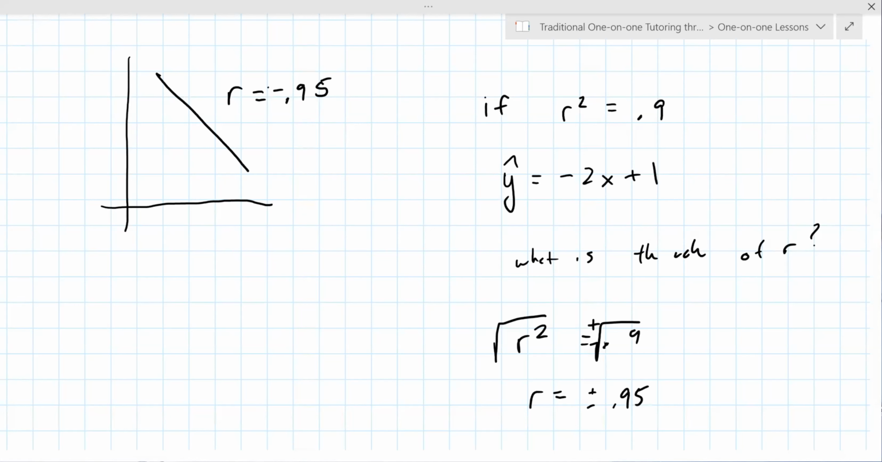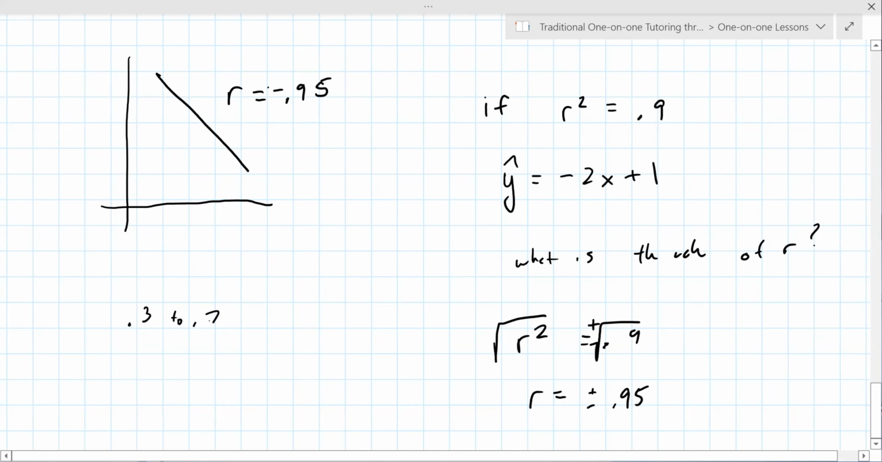Okay. That's a style of question. Your instructor may have given you some guidelines, like 0.3 to 0.7 is moderate in terms of its strength. That's sort of arbitrary, but 0.7 to 1 is strong, and then everything else is weak.